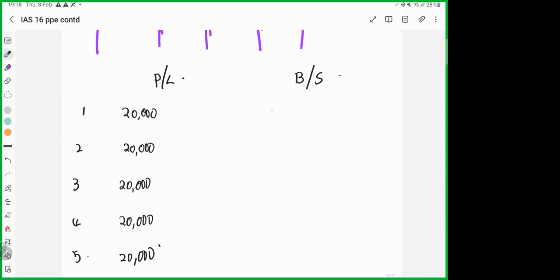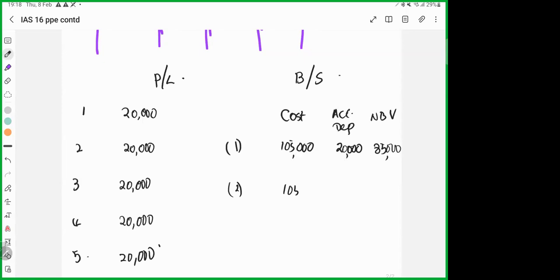The balance sheet will show cost, accumulated depreciation, and net book value. Year 1, 105 minus 20 is 85. Year 2, 105 minus 40 is 65.